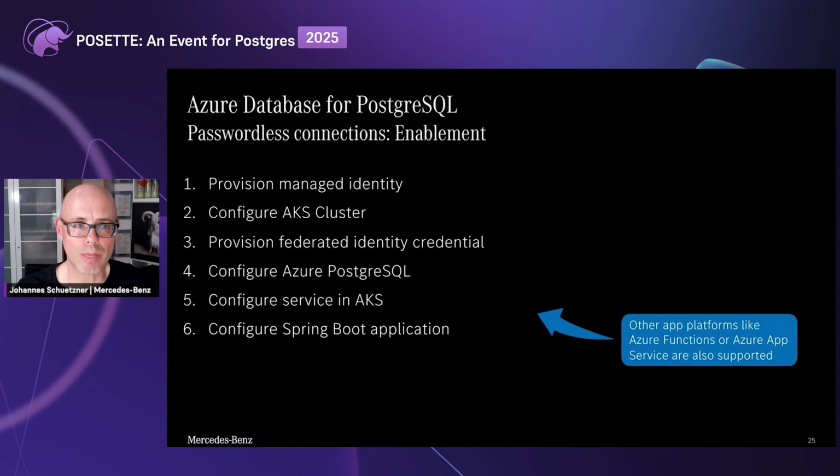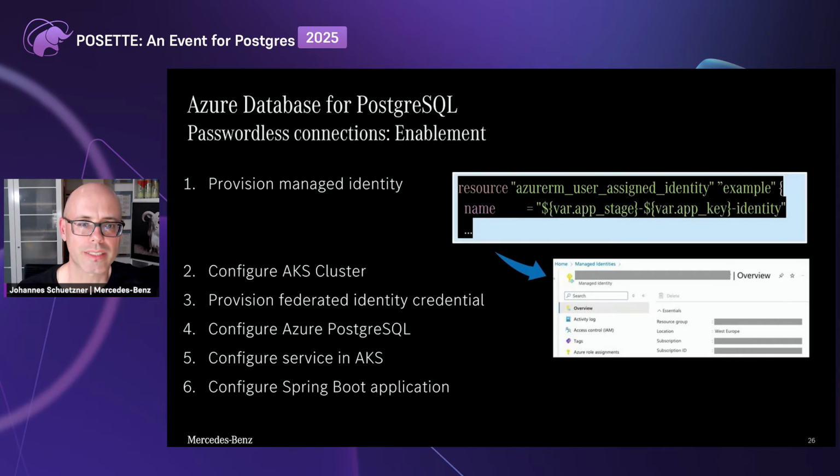Now in this example, I will talk about AKS clusters, or Azure Kubernetes Service, with an application using Spring Boot, but that's maybe an attractive combination. There are also other app platforms like Azure Functions or Azure App Service, and they are also supported. But now let's take a look at this combination here with the AKS cluster and the Spring Boot application.